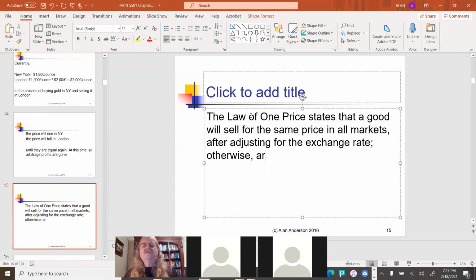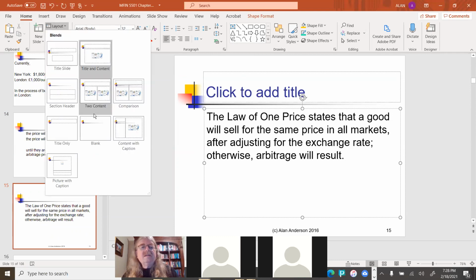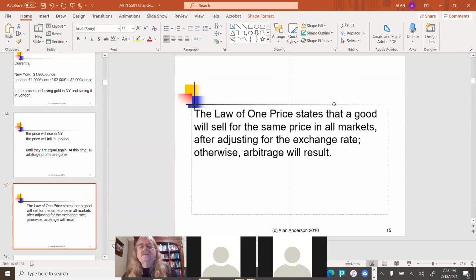Otherwise, arbitrage will result. Okay, so the law of one price says that's what you expect. It should be the same in all markets, after we take into account the exchange rate.